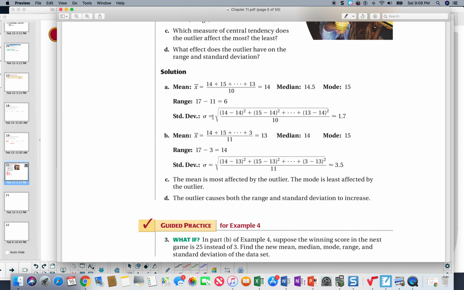The standard deviation right here was 1.7. The standard deviation is now 3.5, which makes sense because now the data is spread out more with that number 3. So the mean is most affected by this outlier. The mode is least affected. And the outlier causes both the range and the standard deviation to change.